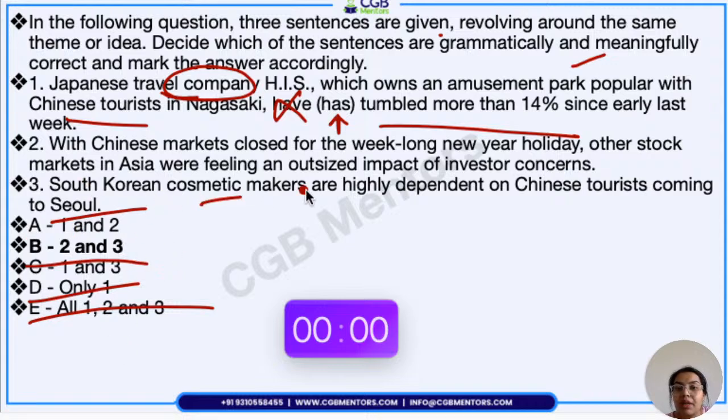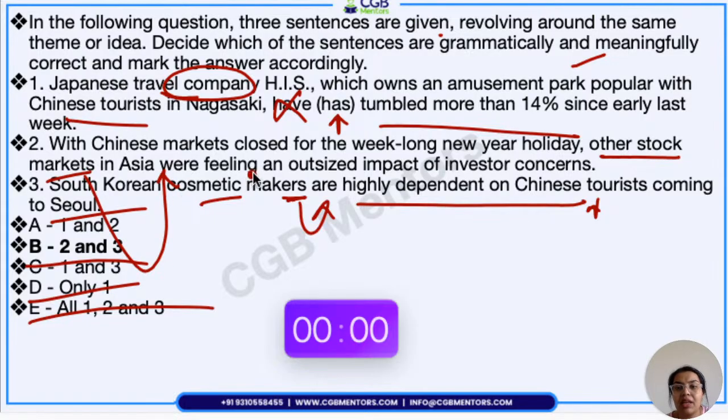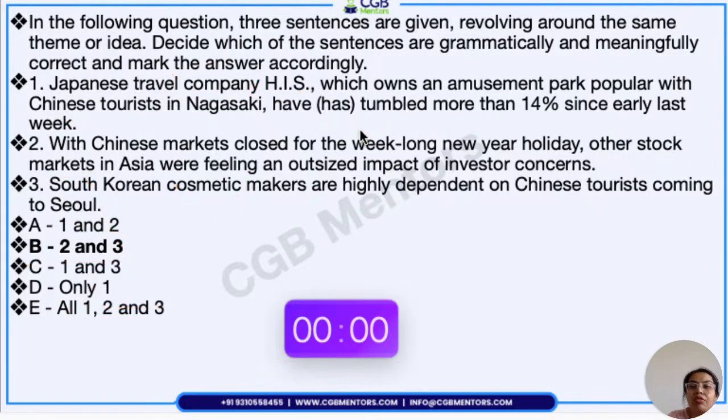South Korean cosmetic makers are dependent on Chinese tourists coming to Seoul. So we have everything good to go. With Chinese markets closed for the week long holiday, other stock markets, other takes plural with it, in Asia, markets were feeling an outsized impact of investor concerns.